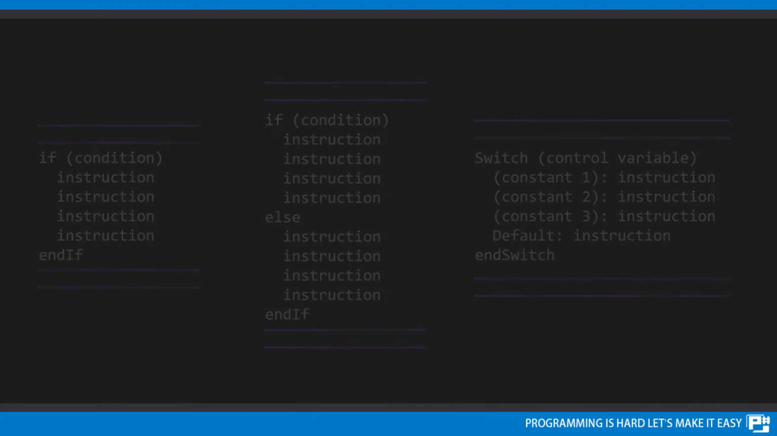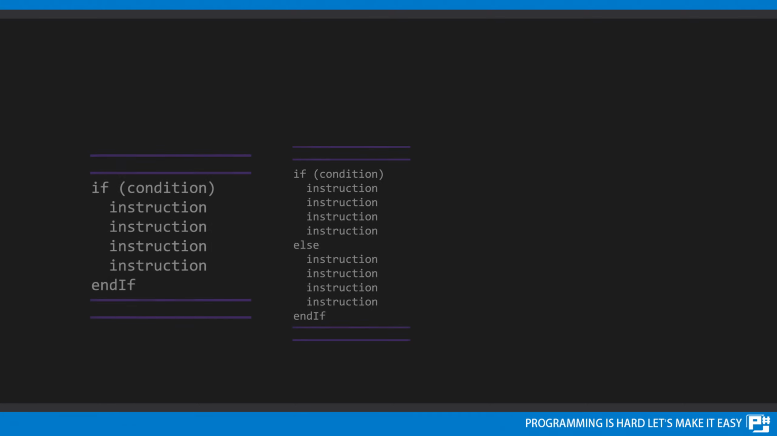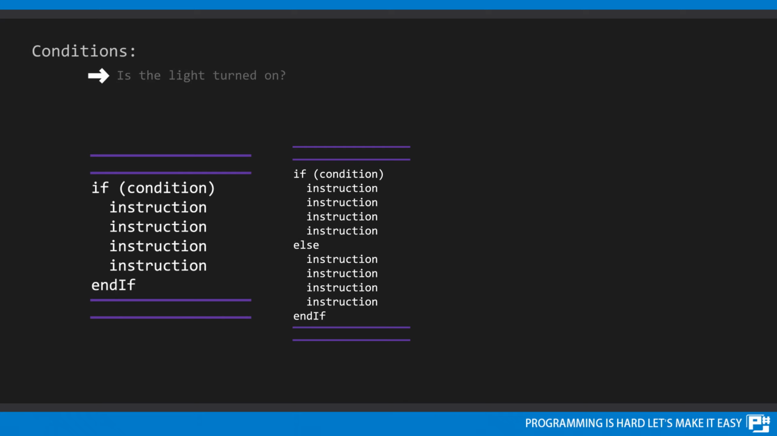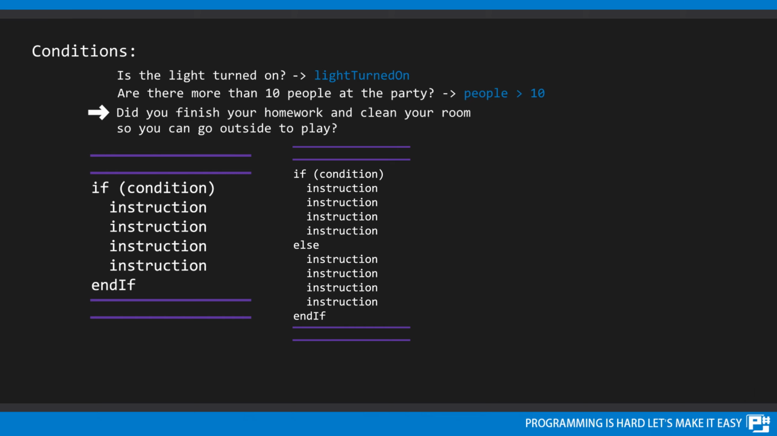Things to note. Most of the time, you'll be using the if and if-else statements due to how necessary it is to make decisions based on conditions. Like for example, is the light turned on? You'll need a light turned on variable. Are there more than 10 people at the party? Is people greater than 10? Did you finish your homework and clean your room so you can go outside to play? Finished homework and room cleaned.